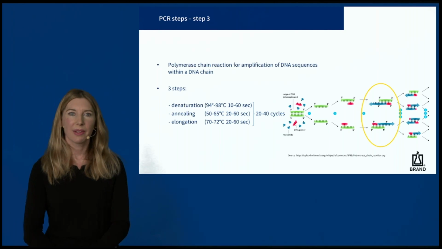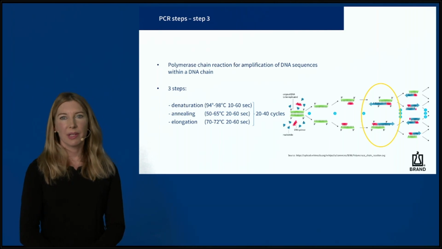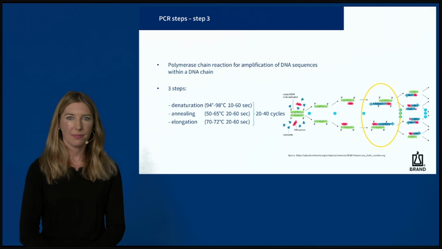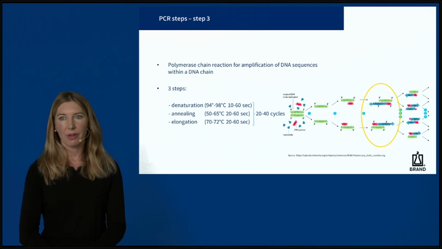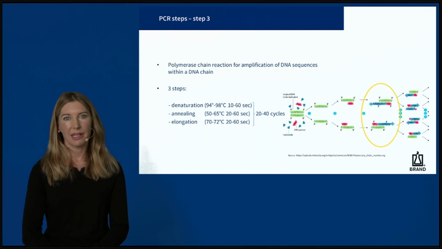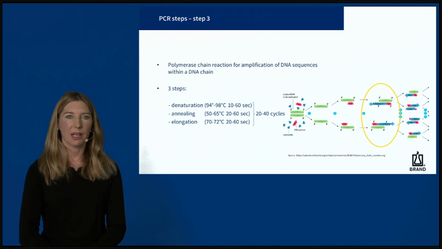During the last step, the elongation, the PCR mixture is incubated at the extension temperature from 70 to 72 degrees, which is ideal for polymerases. During this step, the primers are extended by incorporation of free dNTPs by the DNA polymerase, for example, Taq polymerase.